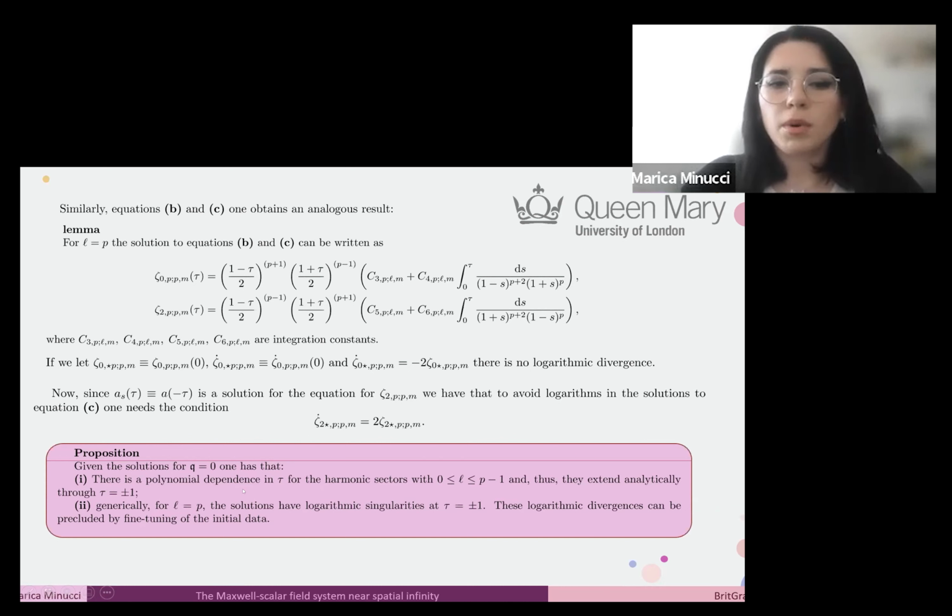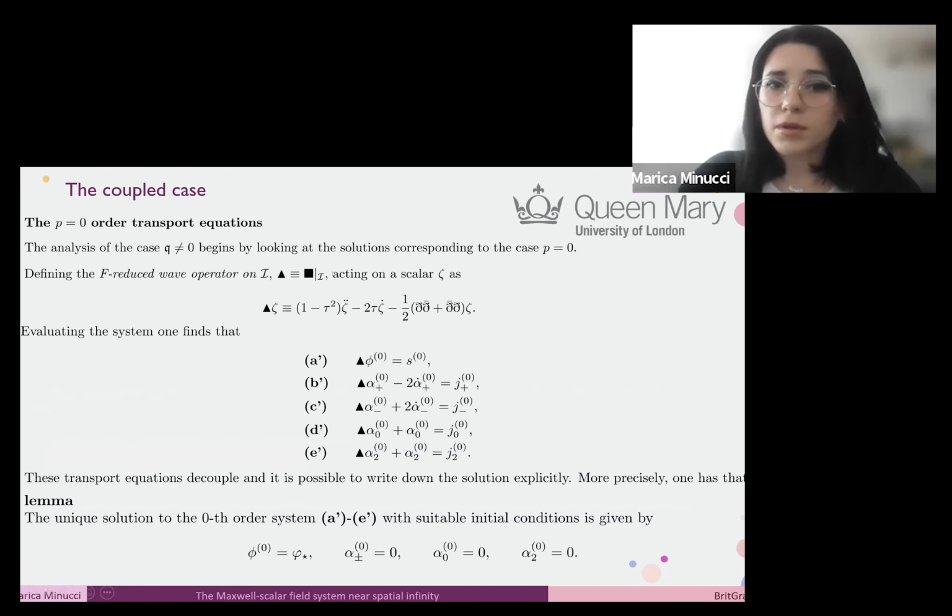We have a polynomial dependence in tau for L between 0 and p minus 1, and so the solution extends analytically through the critical set. But generically for L equal to p, the solution has a logarithmic singularity at the critical set, but this logarithmic divergence can be precluded by fine-tuning the initial data. After this, we moved on to studying the coupled case.